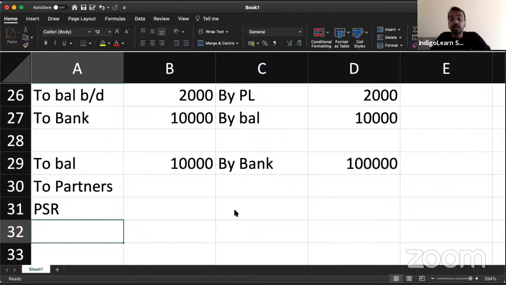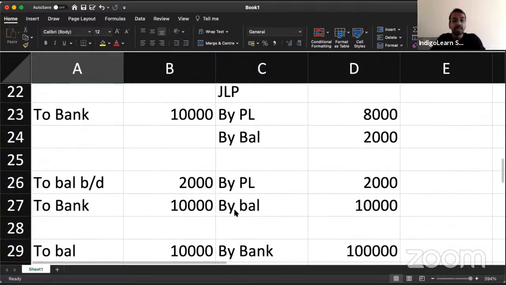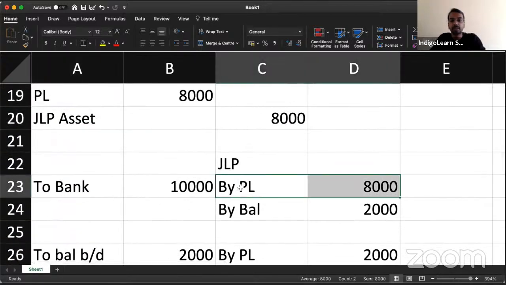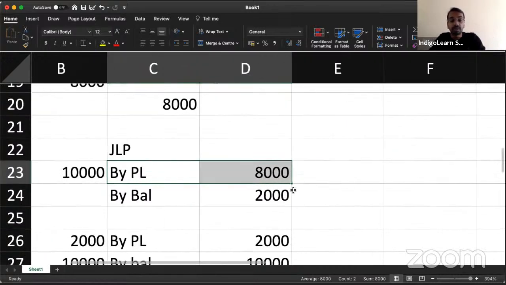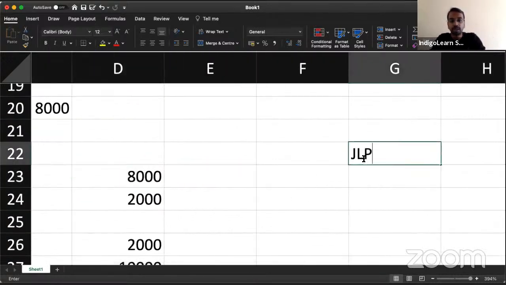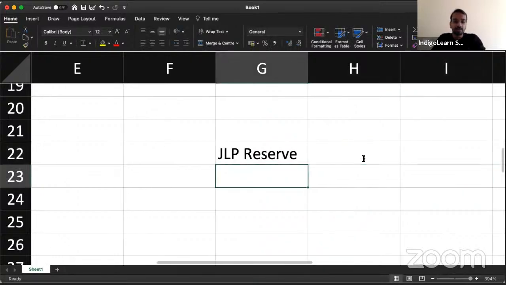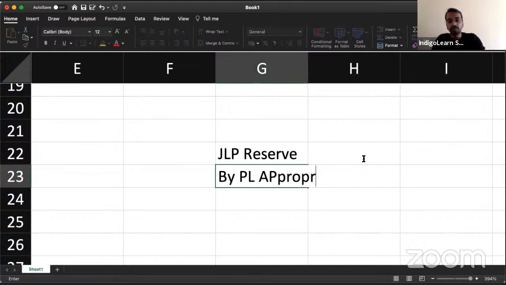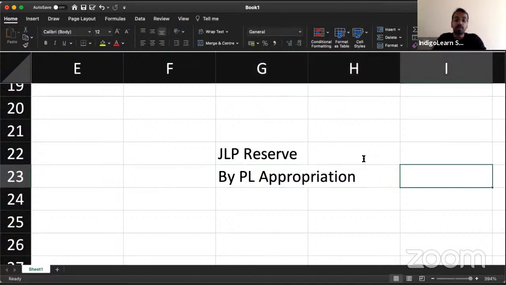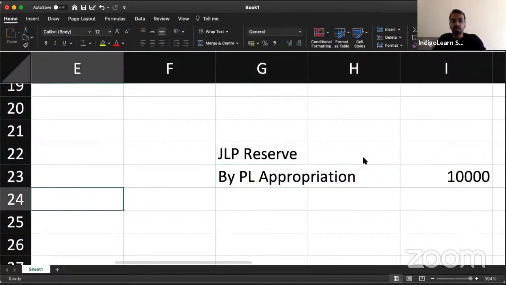Now, the third method is using a reserve, joint life policy reserve account. Similar method, what you do is, instead of debiting this amount of 8,000 to PNL, you will first create a joint life policy reserve. So, you will create an account called JLP reserve account. Here, every year, you will get money from the PNL appropriation account. What is the value that will be taken from the PNL appropriation? 10,000, the amount of premium.